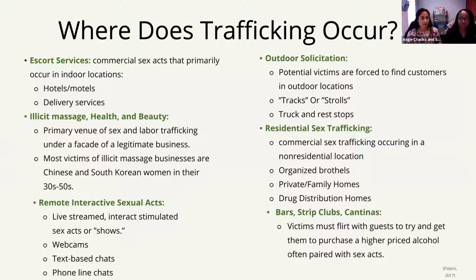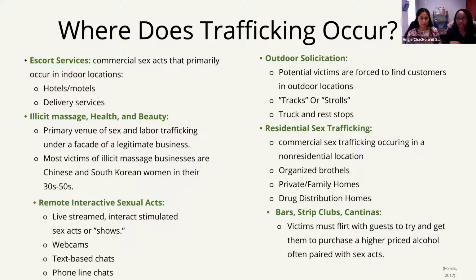And so as far as where trafficking occurs, just to hit on the hot spots, these are the most common ones. So we've heard of escort services. These are the ones that we are more biased to think that, oh, they may have a choice, but sometimes they don't. Illicit massages, health and beauty, they'll be presented as just a massage spa, but then once you arrive at the facility, you realize that there are other services that are provided. Often the victims are illegally here and they have been trafficked over or smuggled over to get here.